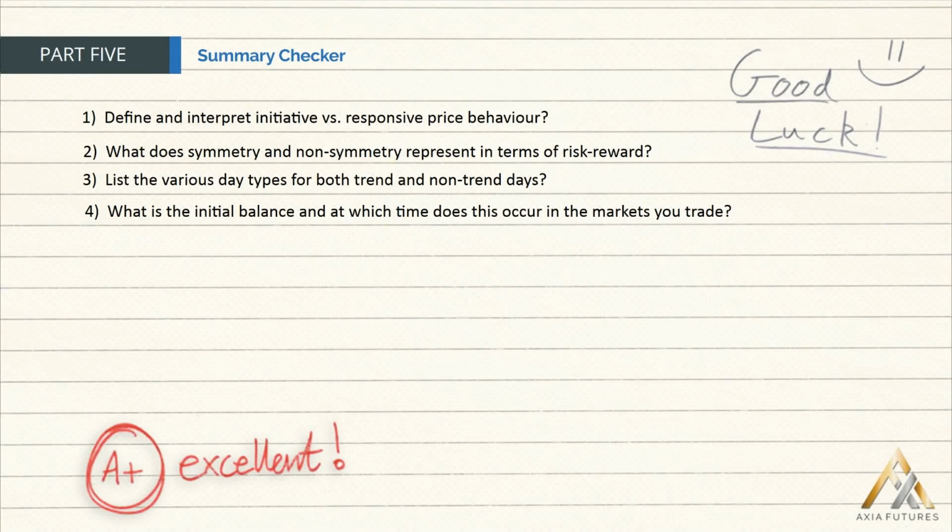It's that time again that we ensure that you've understood the principles we've been through throughout part 5. So firstly, define and interpret initiative versus responsive price behavior. Take your time here. Remember those examples I showed you when talking about initiative, aggressive versus more passive, responsive price behavior. Then, what does symmetry and non-symmetry represent in terms of risk-reward?